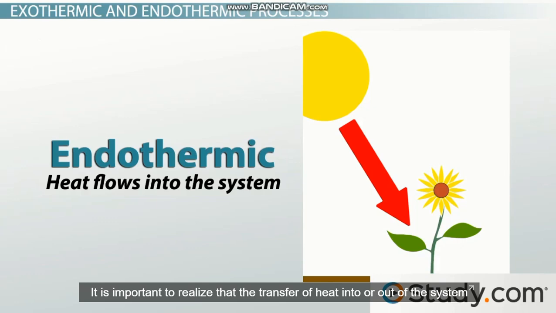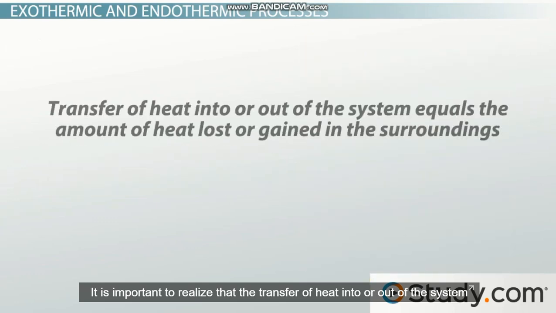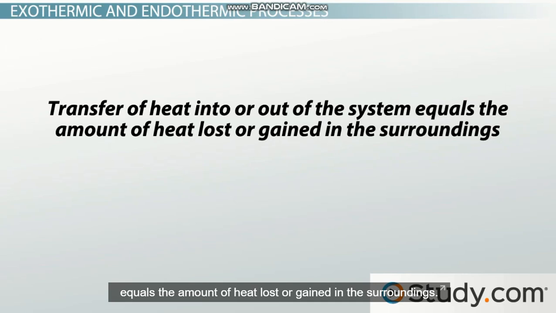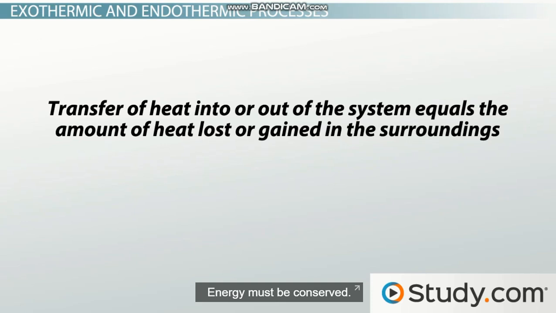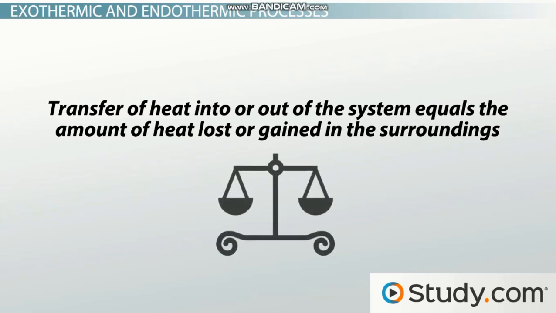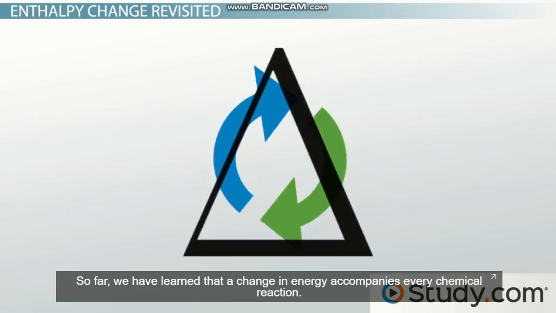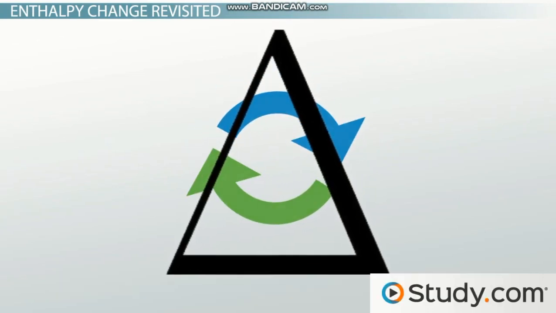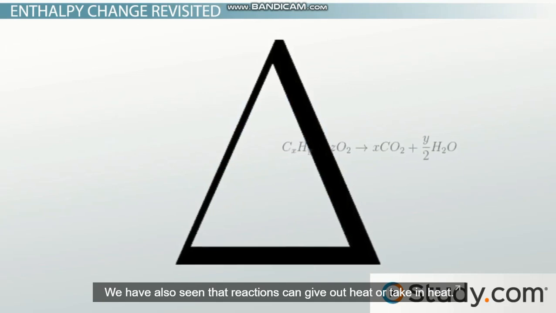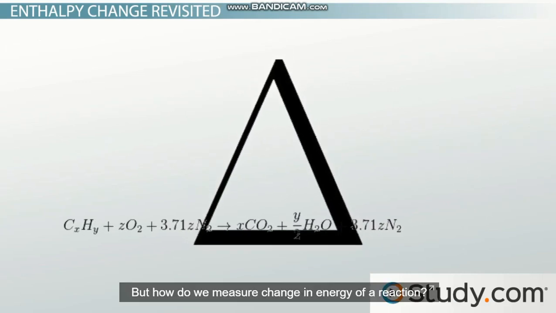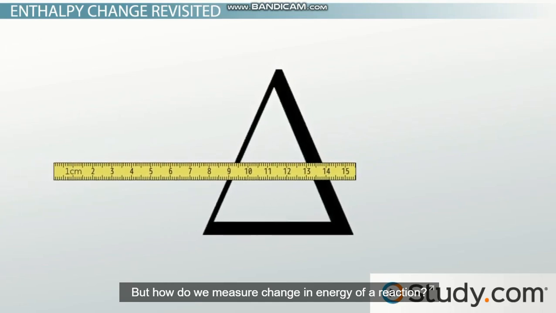It is important to realize that the transfer of heat into or out of the system equals the amount of heat lost or gained in the surroundings. Energy must be conserved. So far, we have learned that a change in energy accompanies every chemical reaction. We have also seen that reactions can give out heat or take in heat. But how do we measure change in energy of a reaction?